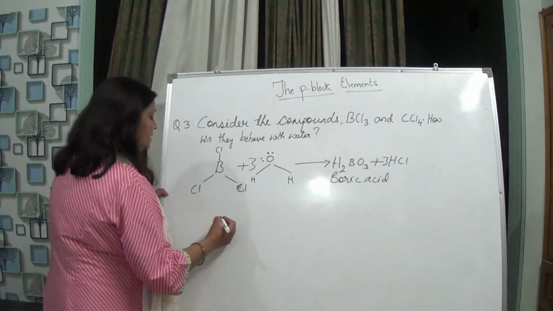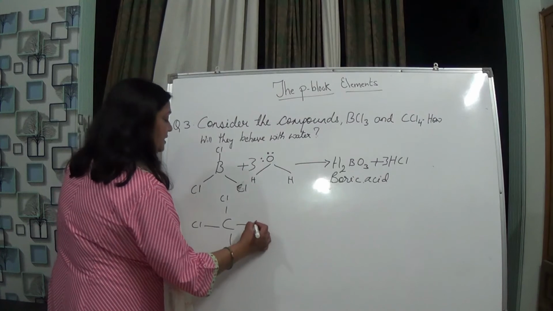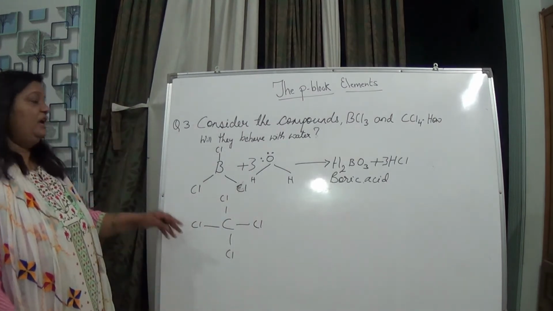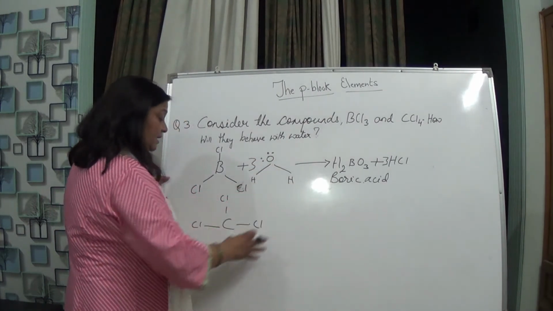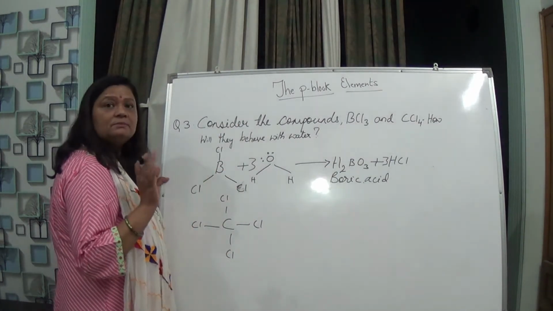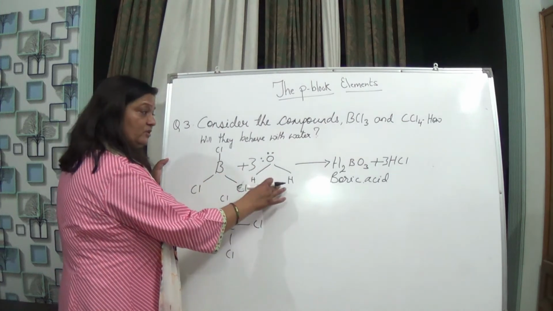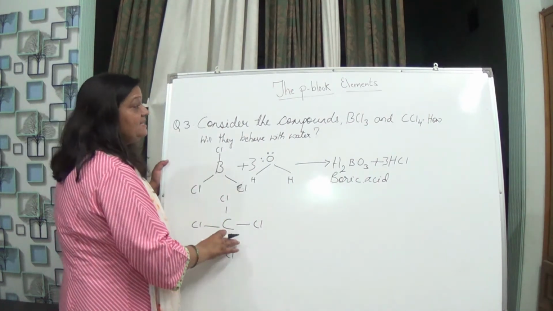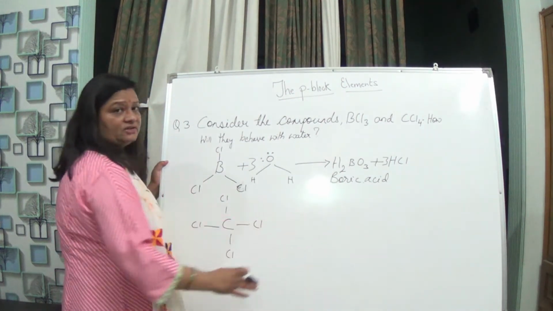But when we talk about carbon tetrachloride, what do we see? Here the octet is complete. It is an electron precise compound. So it will not try to react with water to form any other compound. Hydrolysis of carbon tetrachloride with water is not possible. So how do they behave? BCl3 does react with water to form boric acid, as it is an electron deficient compound. But as CCl4 is an electron precise compound, it will not show reaction with water.